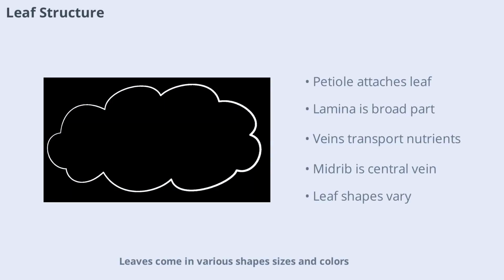Leaves come in various shapes, sizes, and colors. The part that attaches the leaf to the stem is called the petiole, and the broad green part is the lamina. By making leaf impressions, you can observe the veins and midrib, which are essential for transporting water and nutrients. Leaves are vital for photosynthesis, the process by which plants make their food.